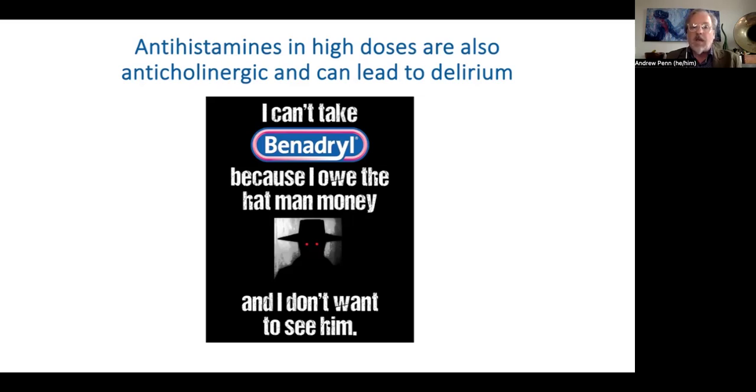And apparently this is sometimes used by young people who will take high doses of diphenhydramine or Benadryl. There's this online trope that one of the common visual distortions is known as the Hat Man, so it's just worth knowing about, especially if you're working with younger patients.